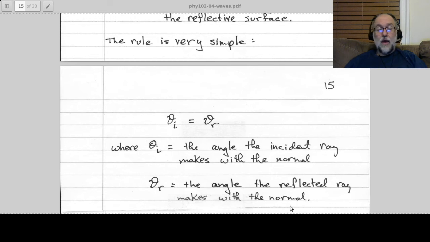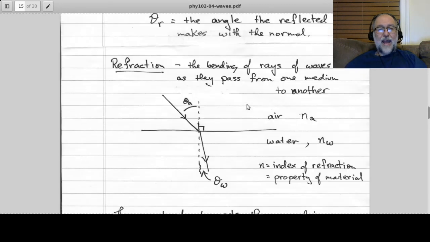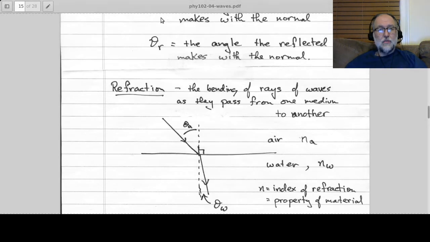It's exactly the same with particles. If you had a billiard ball coming in and bouncing off of the side of a pool table, the incident angle would equal the reflected angle. Waves do the same thing as particles in this respect. Okay, refraction. Now it gets a little bit more interesting. So what is this refraction? Basically, the rays of a wave will bend as they travel from one medium to another.